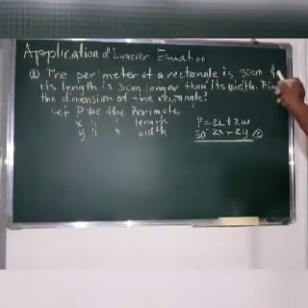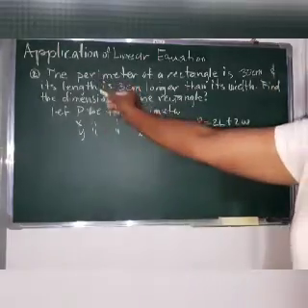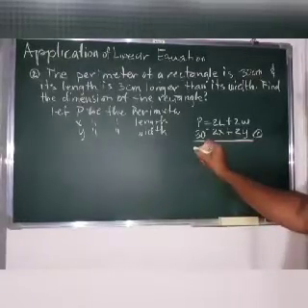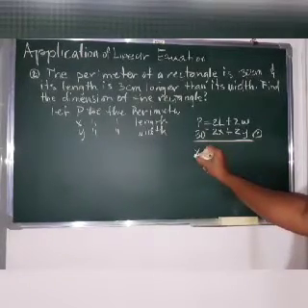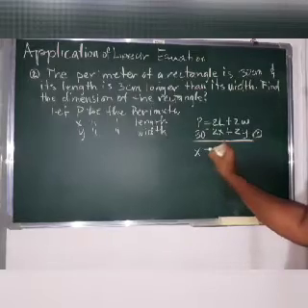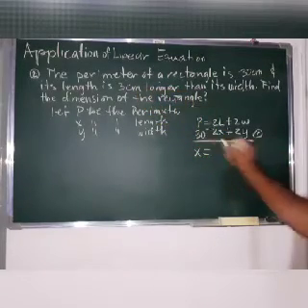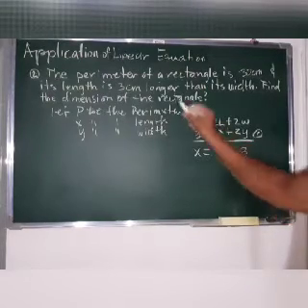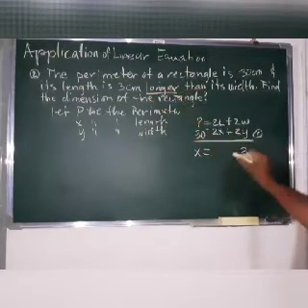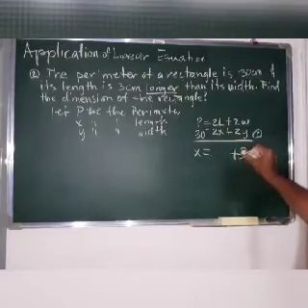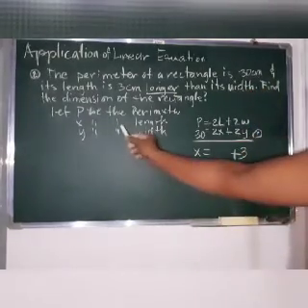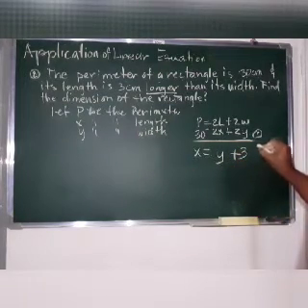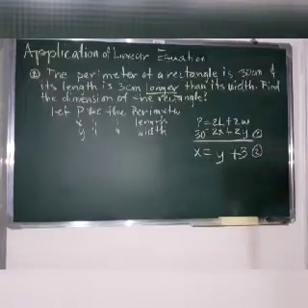Next. And its length is, what is our length? The length is X. So the length is equal to 3 centimeters longer. Longer means plus sign. Longer than its width. So what is our width? So this is our equation number 2.